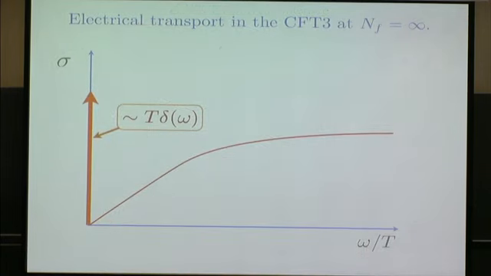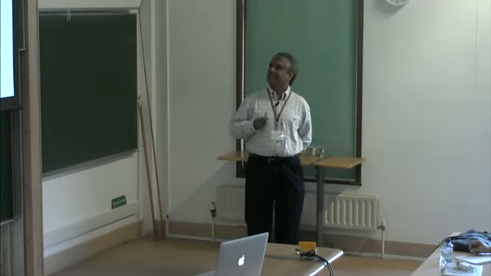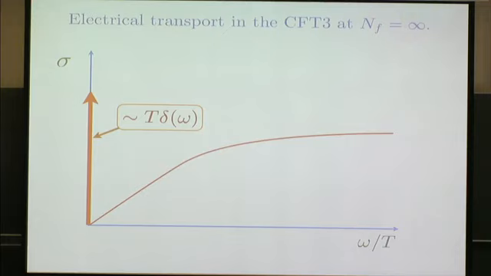If you look precisely at N_F equals infinity, you just have free Dirac fermions, which is the world's simplest CFT3. And at finite temperature, this is what you get for the conductivity from free Dirac fermions. At high frequencies, it reaches the value 1 that Gary mentioned. It has some units in ohms for Dirac fermions with electrical charges, and so we know that value precisely. And at low frequencies, you get this delta function with strength of order temperature.